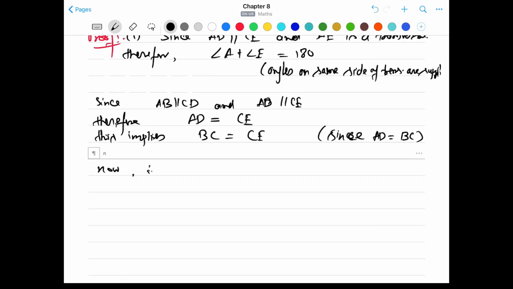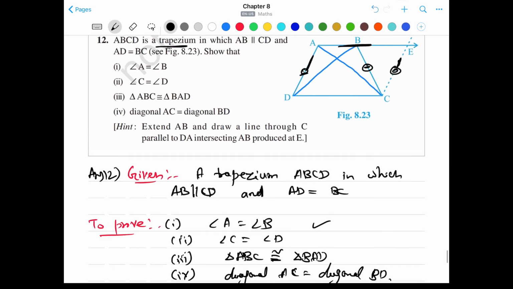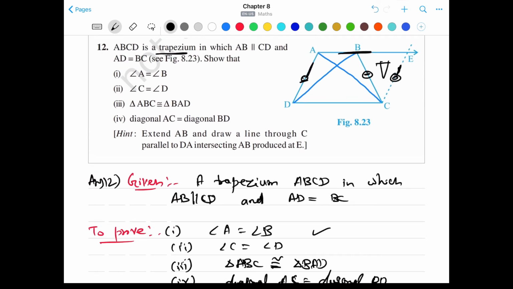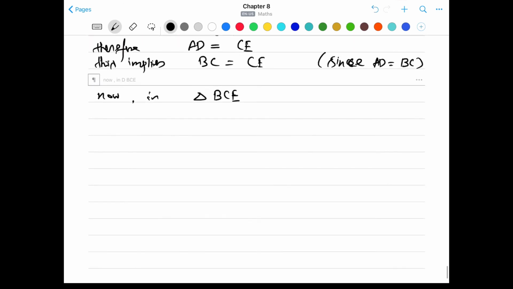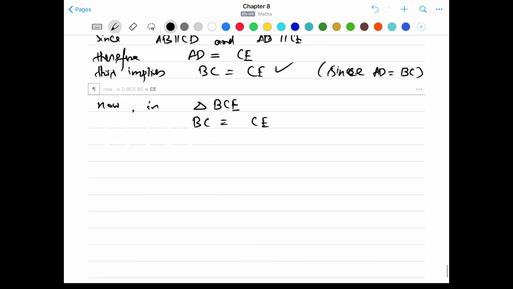Okay, so now in triangle BCE, which is this triangle, we have that BC will be equal to CE. Okay, as these two sides are equal, their opposite angles will also be equal. Therefore, their opposite angles, that is angle CBE, will be equal to angle CEB.